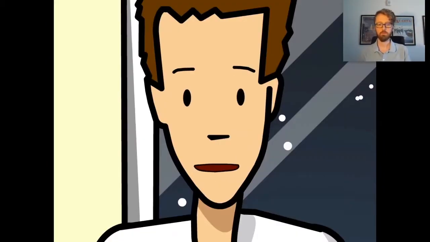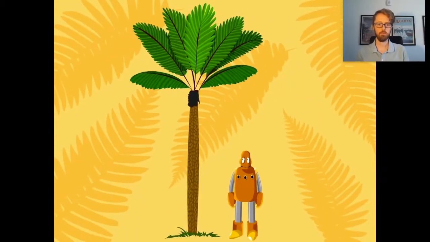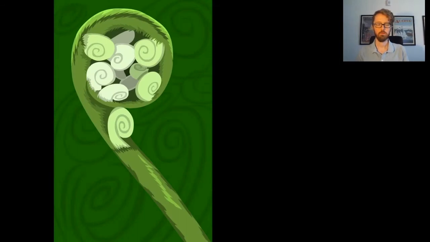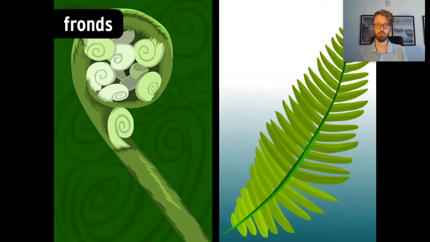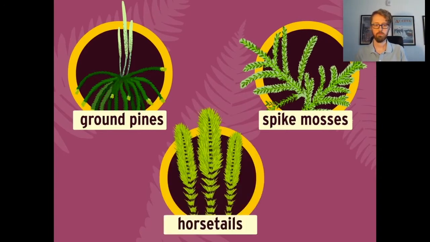Like all vascular plants, ferns have specialized channels for water transport, as well as roots and stems similar to those in seed plants. That allows them to grow pretty tall, sometimes more than 15 feet. Ferns also have spiral-shaped structures that uncurl into broad leaves called fronds, many of which produce spores. Other vascular seedless plants include ground pines and spike mosses with their needle-like leaves, and horsetails with their jointed stems. They all produce spores at the tips of their stems in structures that look like miniature pine cones.